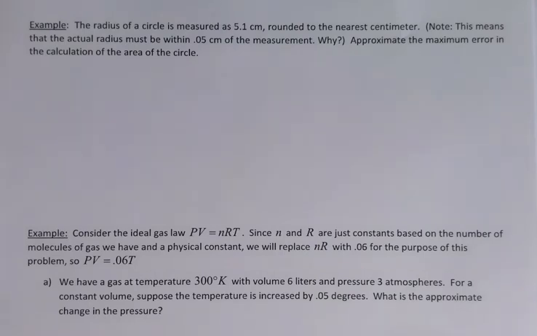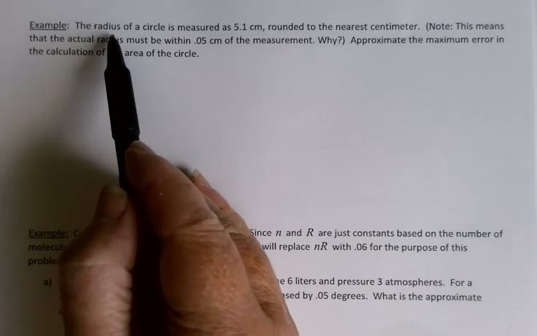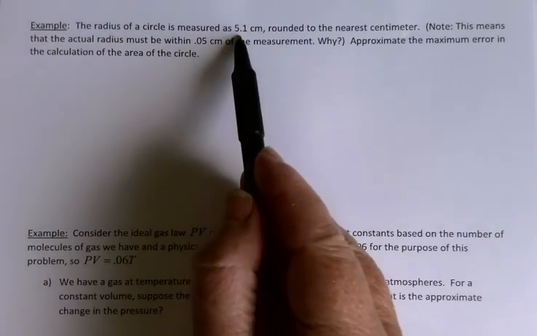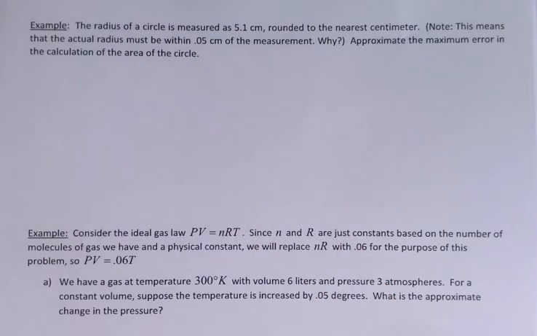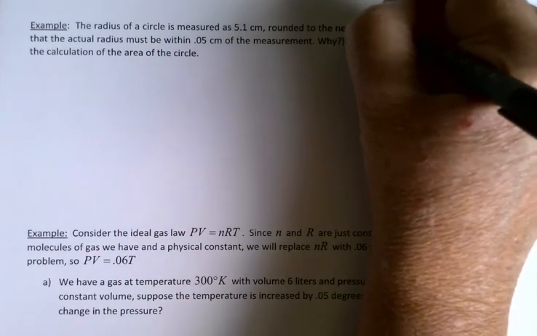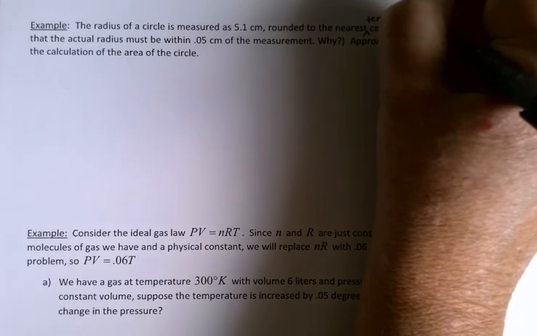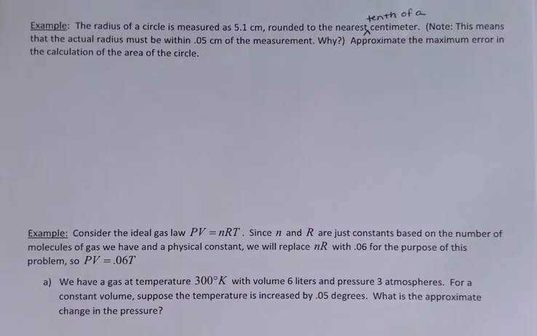When we have a measurement accurate to within a certain amount, we have to say that every time we use that measurement in a calculation, the calculation then also has a degree of accuracy. It has a certain amount of error that may occur due to the error in measurement. We're going to use differentials to approximate that error. So if we look at our first example, the radius of a circle is measured as 5.1 centimeters, but we've rounded to the nearest tenth of a centimeter, the 0.1.